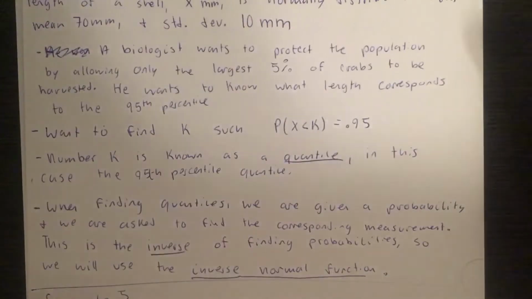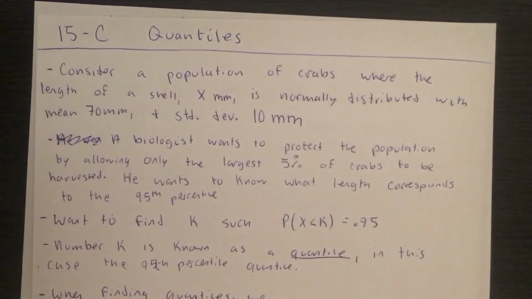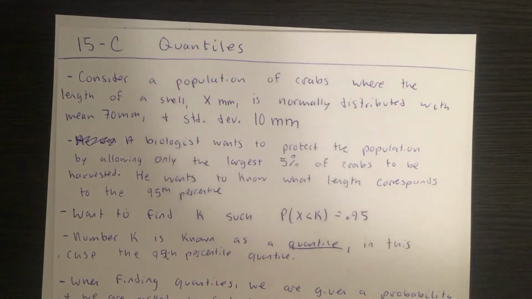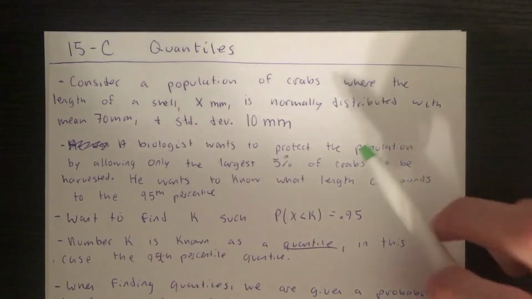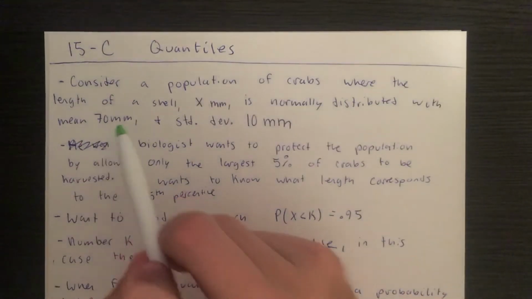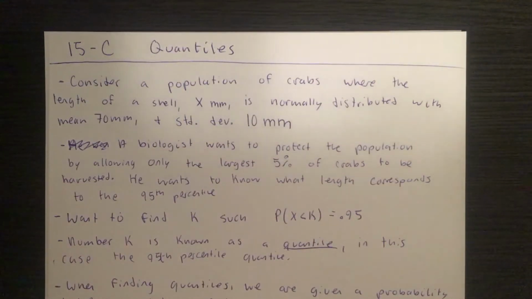Now, the next thing that we're going to look at is something called a quantile. To set the stage, we're going to do a hypothetical to lead into our example. Consider a population of crabs where the length of a shell is X millimeters. Since it's a population of crabs, it is going to be normally distributed. There's a bunch of factors that go into the shell length of a crab, and so we're saying it's normal.